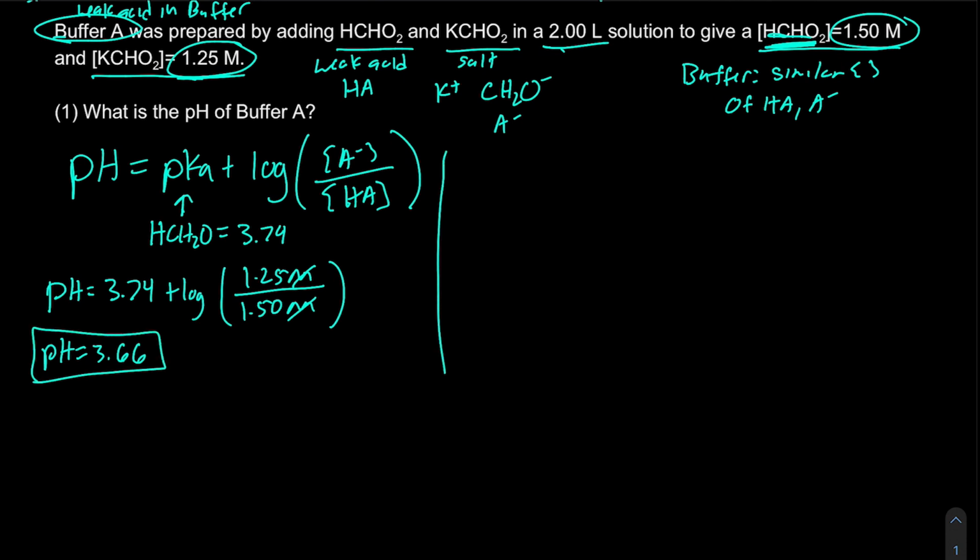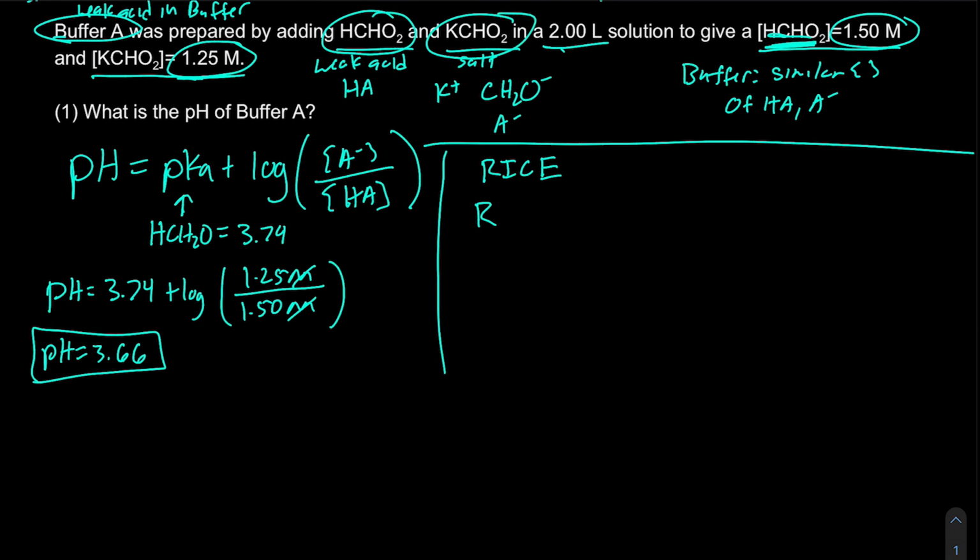But maybe if we wanted to connect this back to what we've done many times before, can we do this by setting up an ICE table? So reaction, initial, change, and equilibrium. Again, we have our reaction, and a lot of times what we want to do is take reactant 1 and reactant 2 and add them together. So we would think, oh, maybe it's just formic acid and potassium formate. But one thing we want to observe with a buffer is that we do have the presence of a product of the acid ionization reaction of our formic acid.